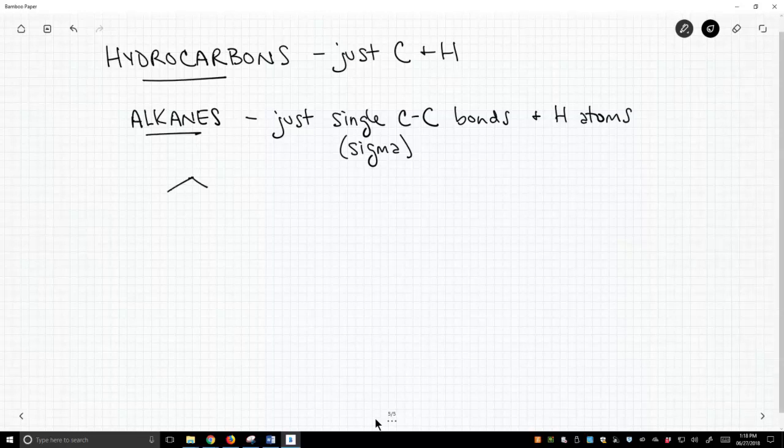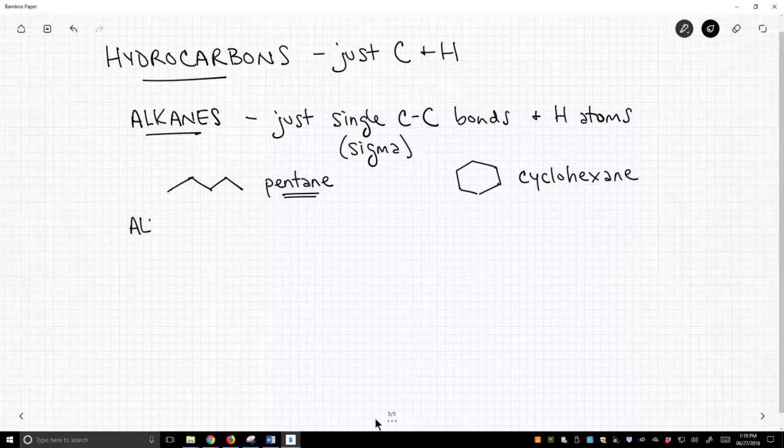So a simple structure would be this. This would be pentane. That's really a nomenclature. We're not learning nomenclature yet, but that is the name of that molecule. It's just an alkane. It consists of just single carbon-carbon bonds and hydrogen atoms. And of course, these can be in rings. This is a 6-carbon molecule. It's called cyclohexane. Again, that's more nomenclature, which we'll hit later. But that's what those are.